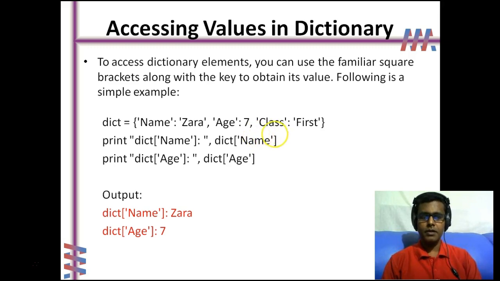Here I am printing dictionary of name. That will print the value of the name. In the second print statement, I am going to print the age, so dictionary of age. That will print the value of the age. So my output will be Zara and then 7.